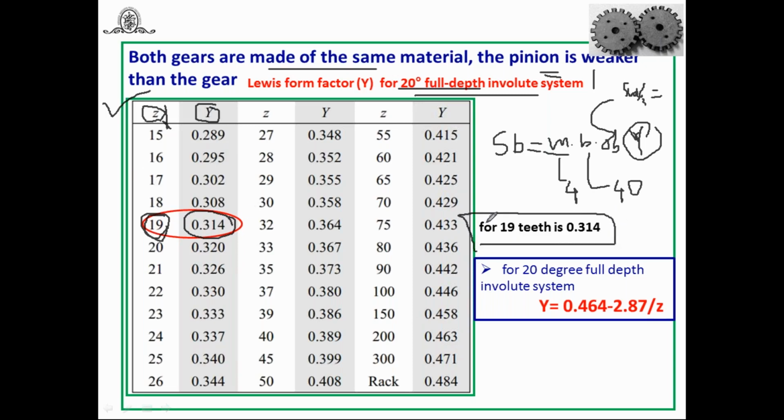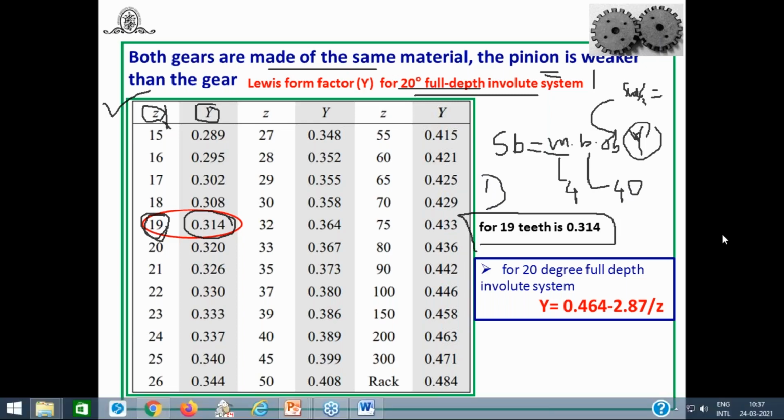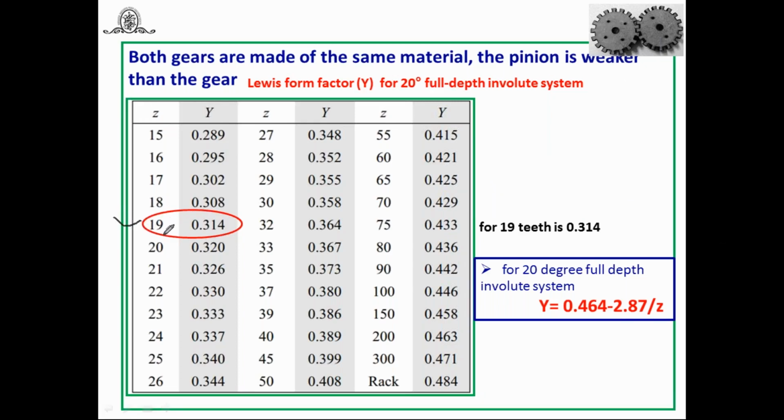0.314. That means you have two choices. One is by referring to the chart, where you can take the value of the Lewis form factor for 19 teeth on a pinion, 0.314. You can take this value, Y is equal to 0.314. Now, sometimes in examinations, this table is not provided to you.